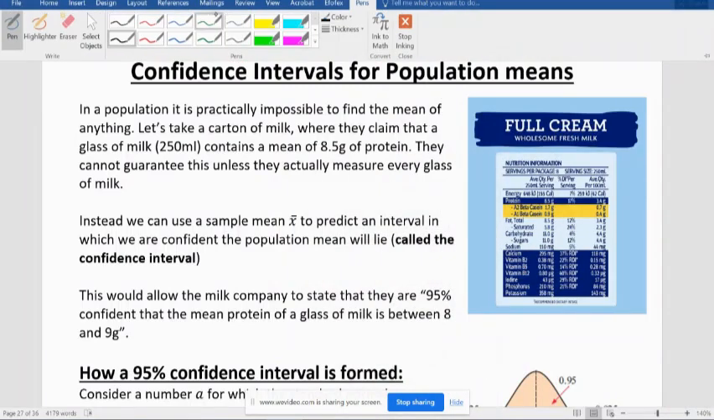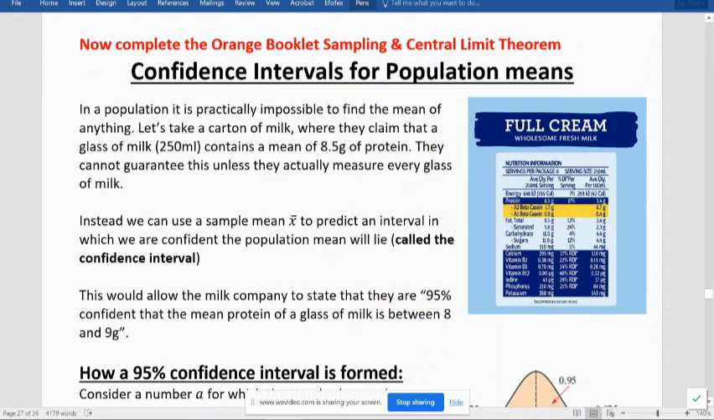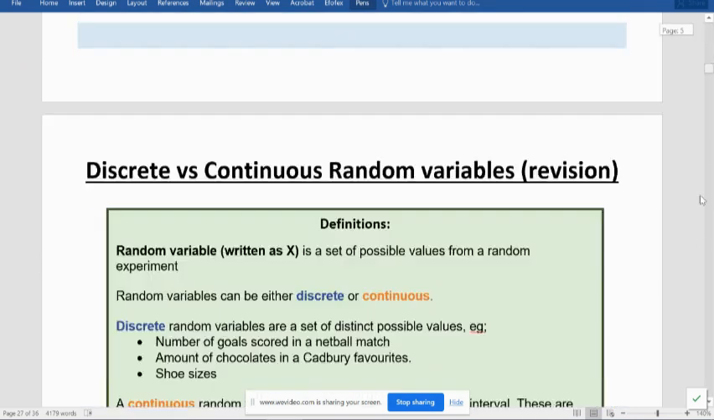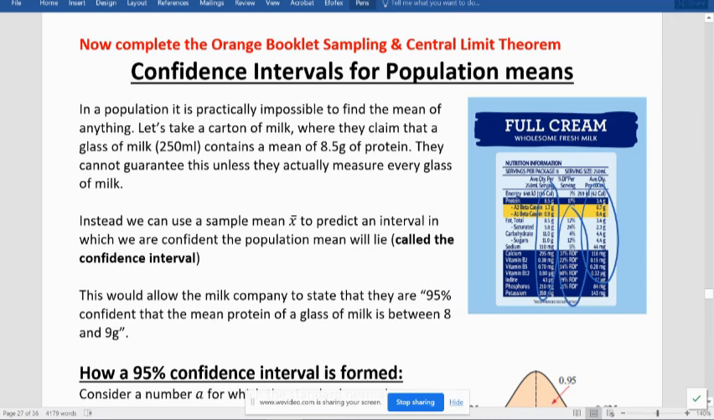Okay, in this video, we're going to be looking at confidence intervals for populations and means. If you could just see on the right hand side there, you can see this full cream milk and stuff like that. Have you ever wondered where they come up with these numbers? I guess these are average numbers, right? And you'll see them on lots of containers.